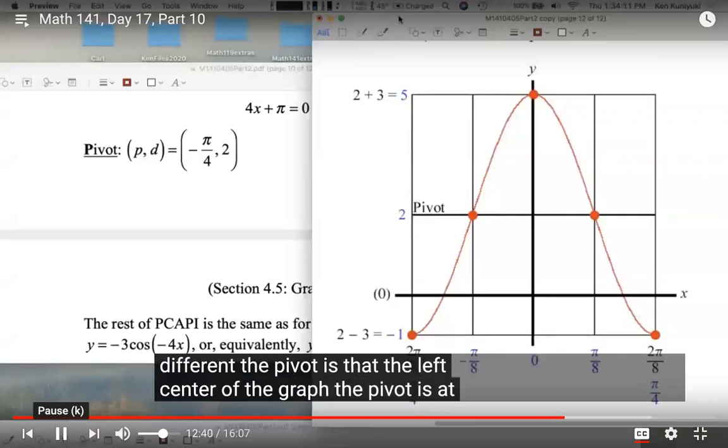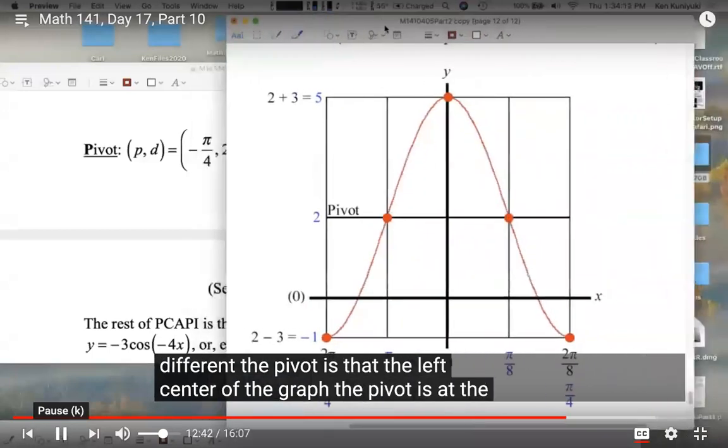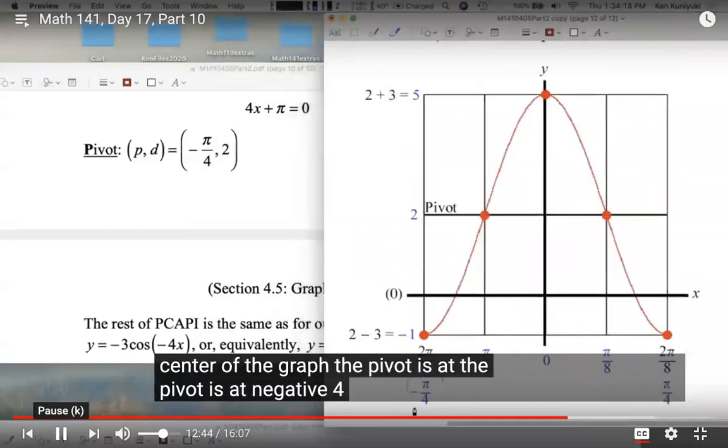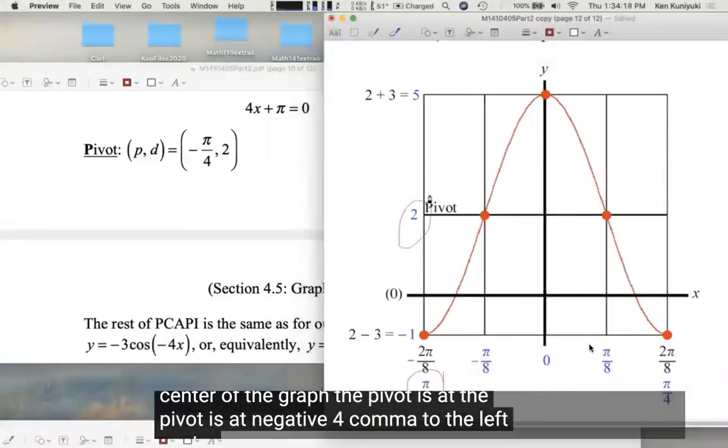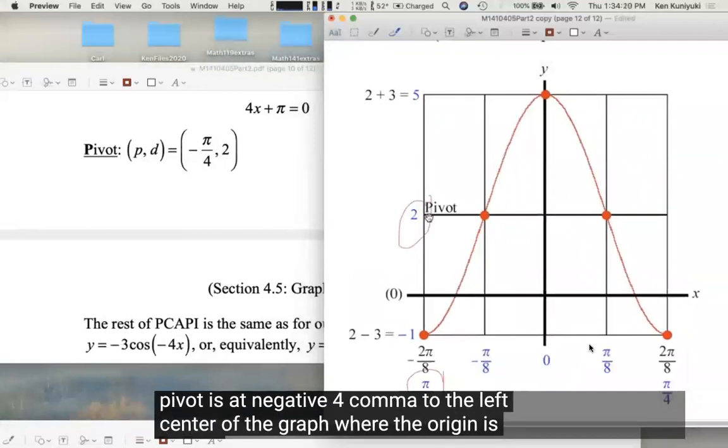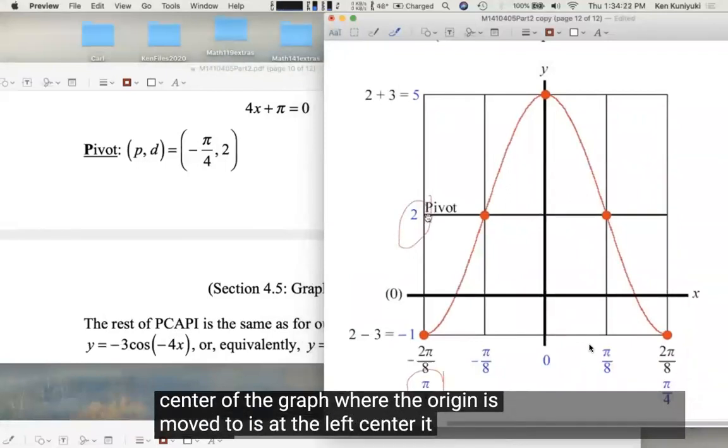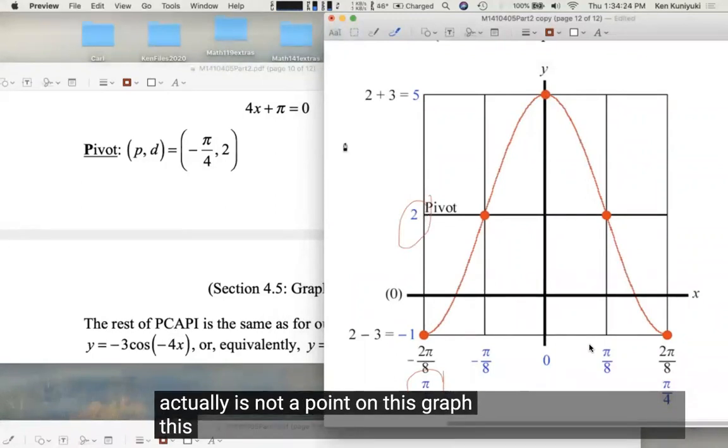The pivot is at negative pi over 4. I had a note to myself. I made that mistake twice. Sorry. Negative pi over 4, comma 2. The left center of the graph, where the origin is moved to, is at the left center. It actually is not a point on this graph, this cosine graph.